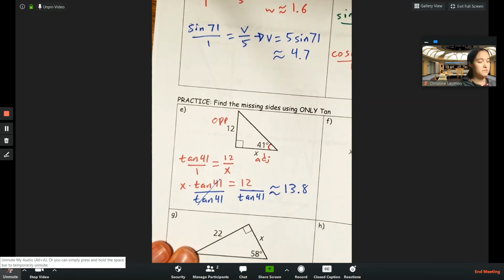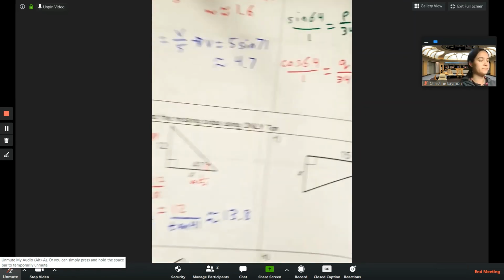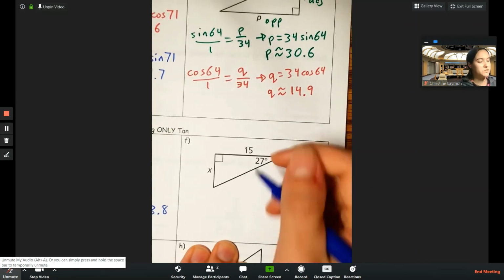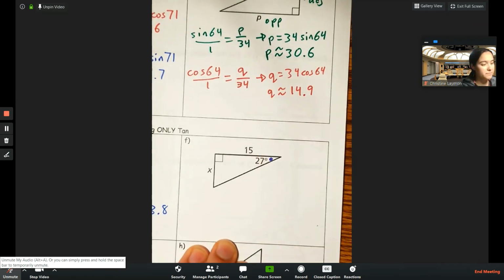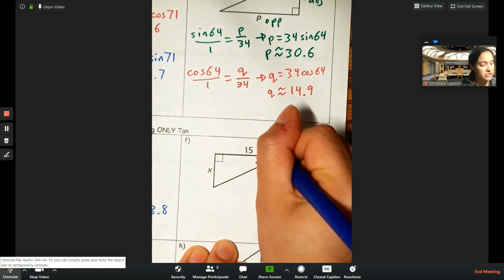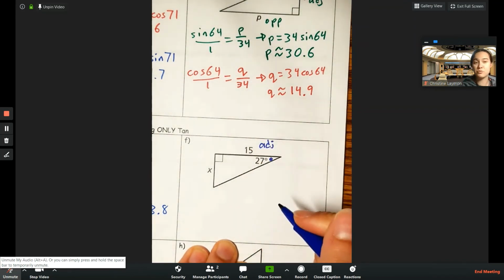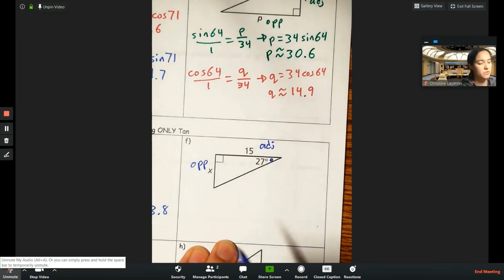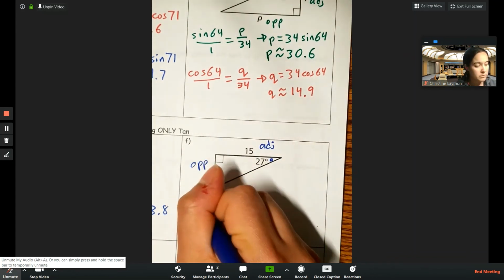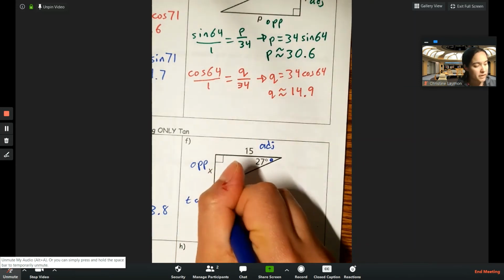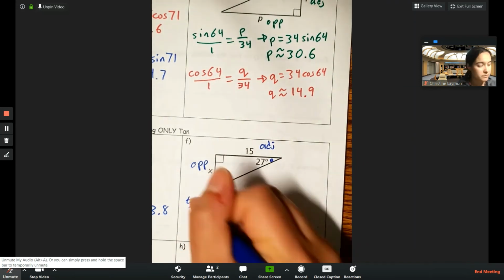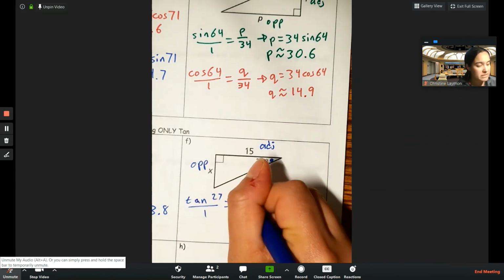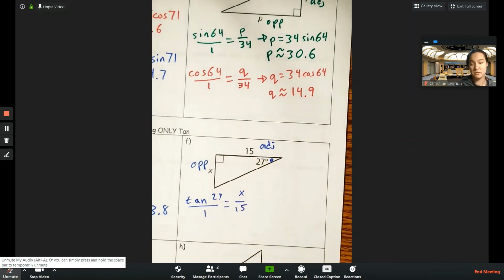Okay, I'm going to go ahead and do the same thing in question F. I am starting with this angle right here. 15 is my adjacent because I am next to or attached to the 27, but I am also not the hypotenuse. If I go straight across, x is my opposite. So opposite and adjacent, that's why I have to use tangent. So I'm starting with the tangent of 27 all over 1, and this equals x over 15, opposite over adjacent.